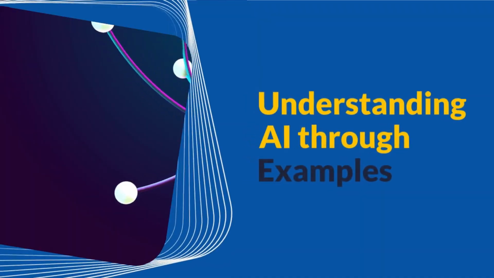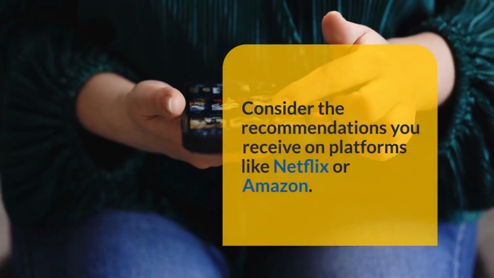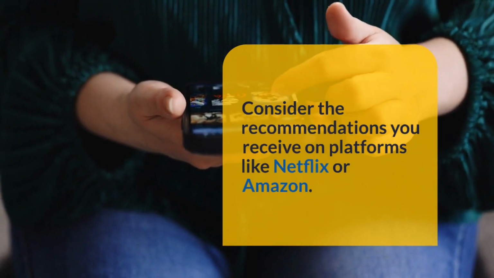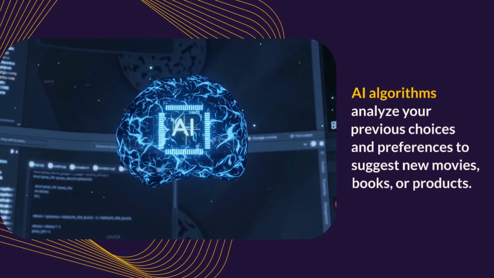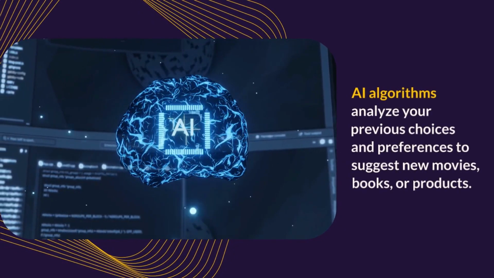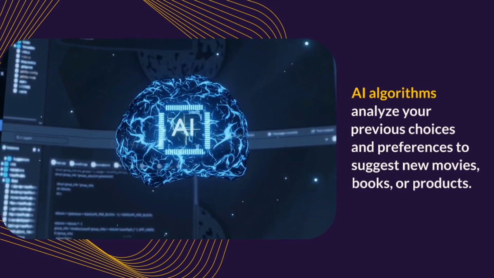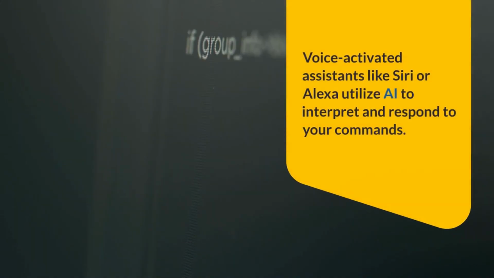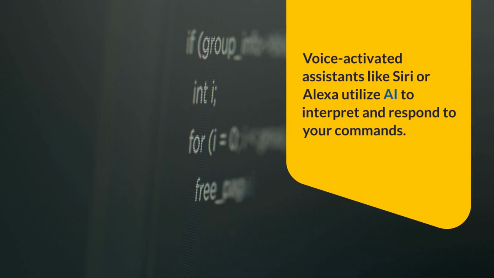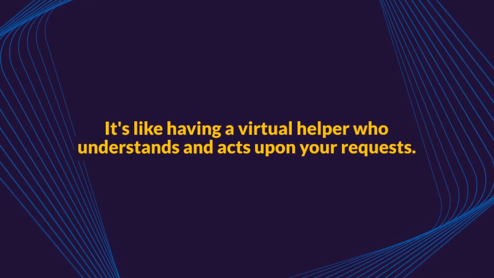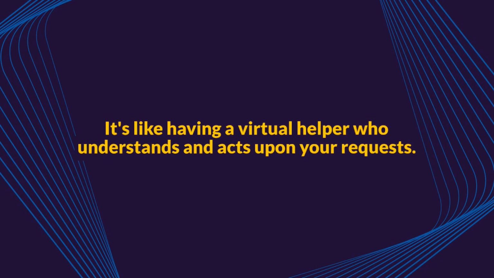Understanding AI through examples. Consider the recommendations you receive on platforms like Netflix or Amazon. AI algorithms analyze your previous choices and preferences to suggest new movies, books, or products. Voice-activated assistants like Siri or Alexa utilize AI to interpret and respond to your commands. It's like having a virtual helper who understands and acts upon your requests.